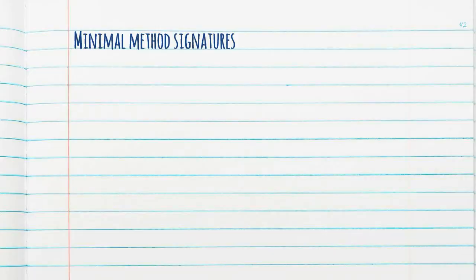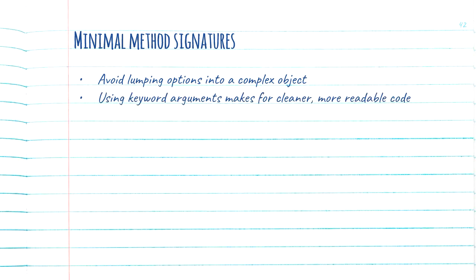Minimization. So we want to reduce the complexity in our APIs. If you have a very complicated operation, it may take a lot of configuration parameters. It may be tempting to put all of these parameters into a complex object and pass it in. In our user studies, Python developers prefer to specify these complex configurations as keyword arguments. This makes for cleaner, more readable code.